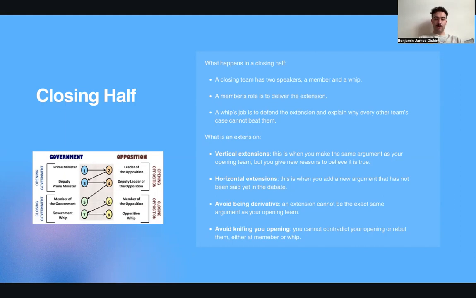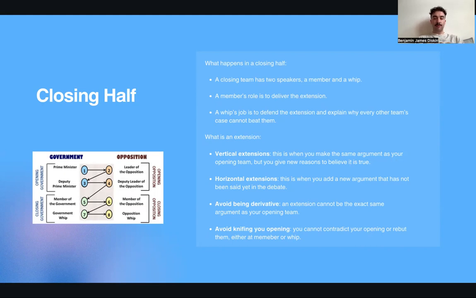The other speaker in the closing half is the whip. As you can see from the picture, there's a government whip who is in the closing government team, and there is an opposition whip who is in the closing opposition team. We'll talk about their job in a minute, but they do not deliver new substantive material. Similar, but different to a third speaker, their job is to defend the argument that their closing team has made and respond to the other teams in the debate.